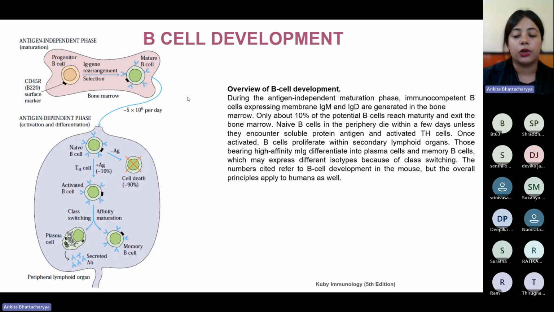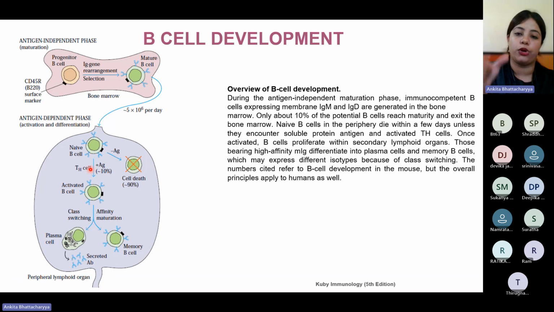Only 10% of the potential B cells, like we just saw, are able to reach maturity and exit the bone marrow. Naive B cells in the periphery will die within a few days if they don't encounter their soluble protein antigen, which is this minus antigen condition, and activated Th cells. Once activated, in case they have met their antigen, and of course the supporting T helper cell has also met the same antigen, then B cells will undergo proliferation. This process is also often called clonal selection, which is for selection of a particular clone of B cells.